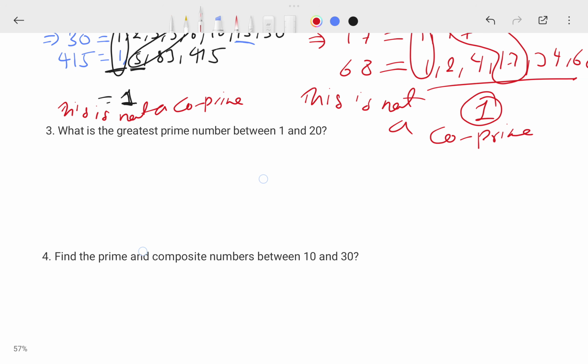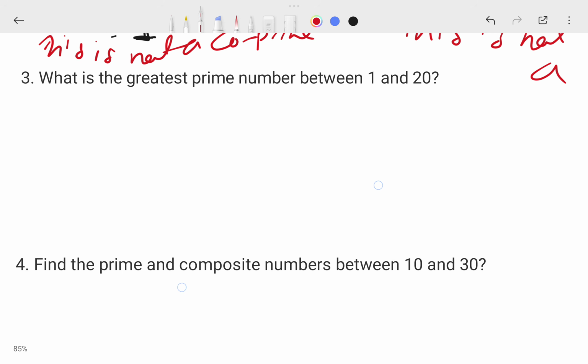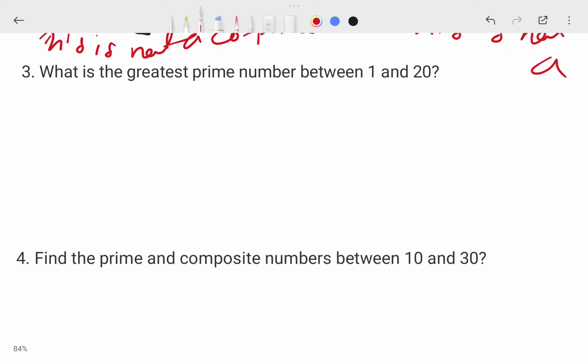Right, so let's see the third question. The third question is very easy. Let's see: what is the greatest prime number between 1 and 20? So this is our question. This question is telling us to find the greatest prime number between 1 and 20.